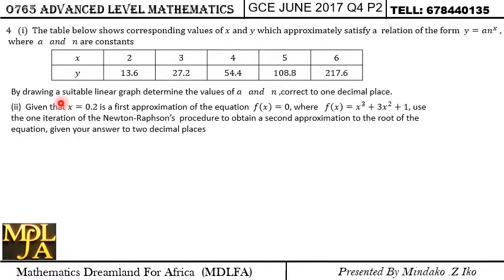Okay, so let's continue. Part 2 of the question reads: given that x equals 0.2 is a first approximation of the equation f(x) equals 0, where f(x) is x cubed plus 3x squared plus 1, use one iteration of the Newton-Raphson procedure to obtain a second approximation to the root of the equation, giving your answer to two decimal places. So that is the question.